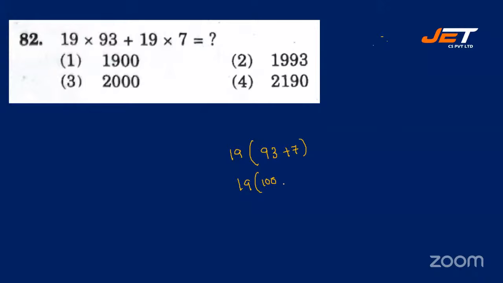100. Am I right? So your answer must be 1900. See, I got it so easily by using this property. So your option 1 must be the correct one. Let's see how many of them have given me option 1.